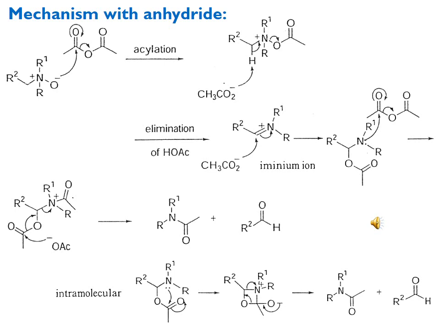Here you can see the N-oxide of the tertiary amine acting as a nucleophile through its oxygen, attacking the carbonyl carbon of acetic anhydride.